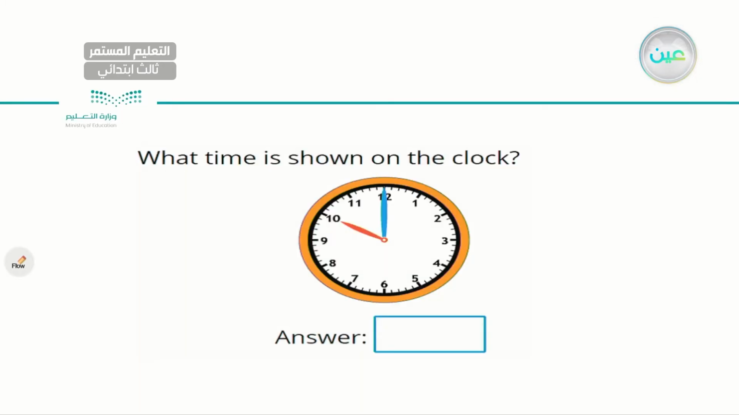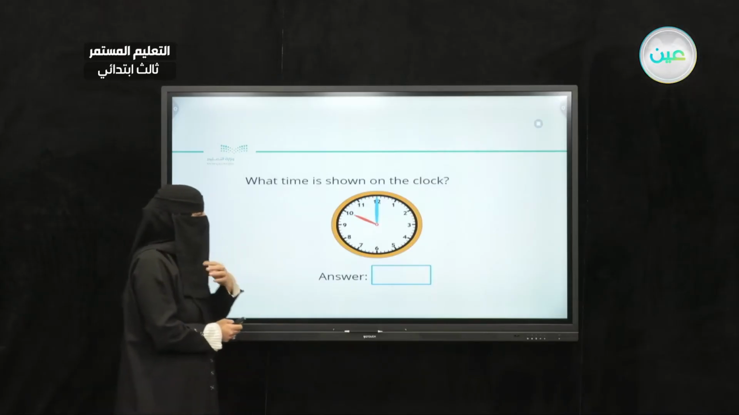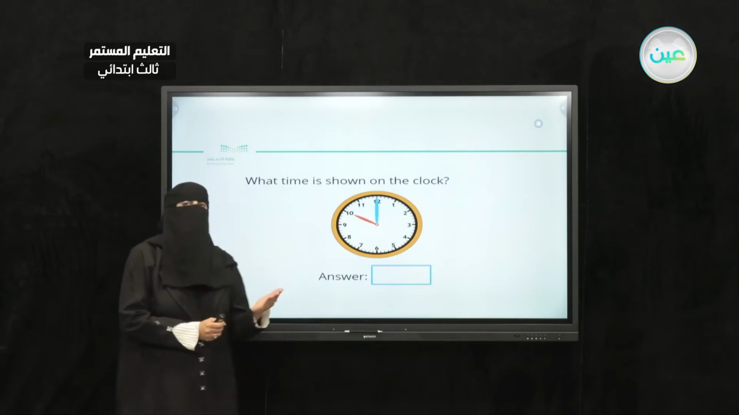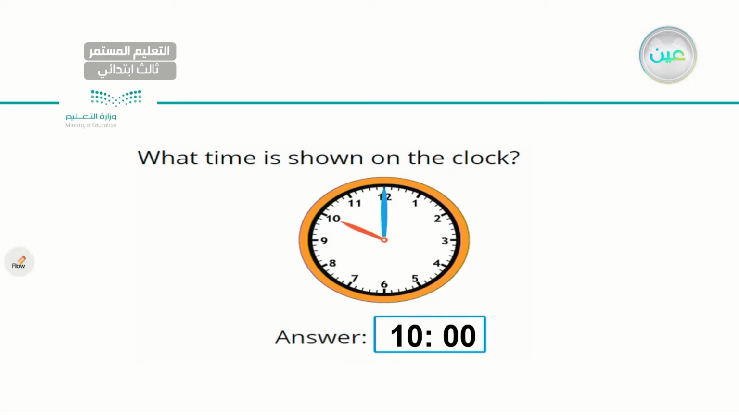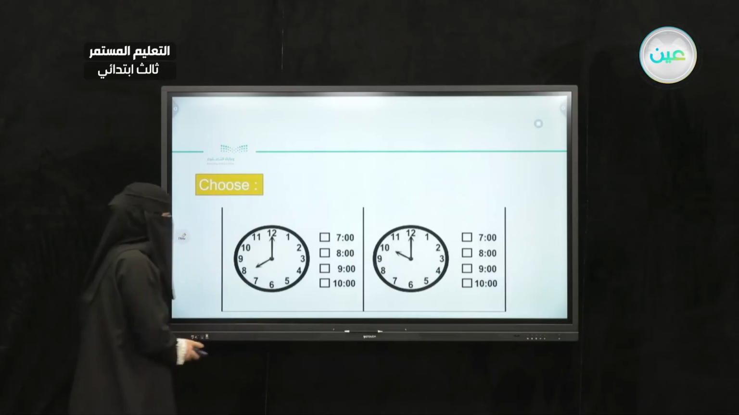Now, I need you to look at this time and tell me what time is shown on this clock. What time is it, my dear student? Is it 1 o'clock? Is it 2 o'clock? Actually, it is 10 o'clock. Very good. It is exactly 10 o'clock. So, again, what time is shown on this clock? It is 10 o'clock exactly. Okay? Because we'll be adding minutes later on.